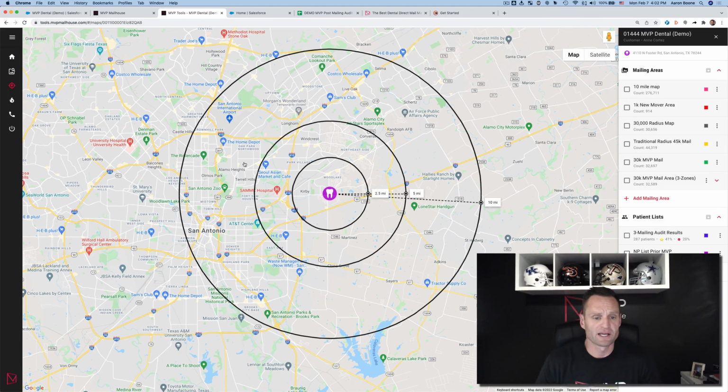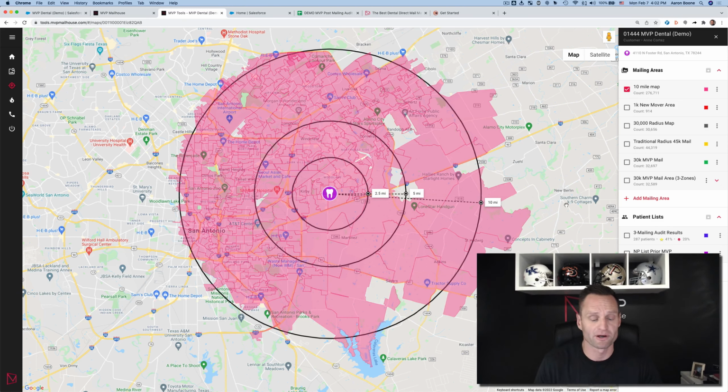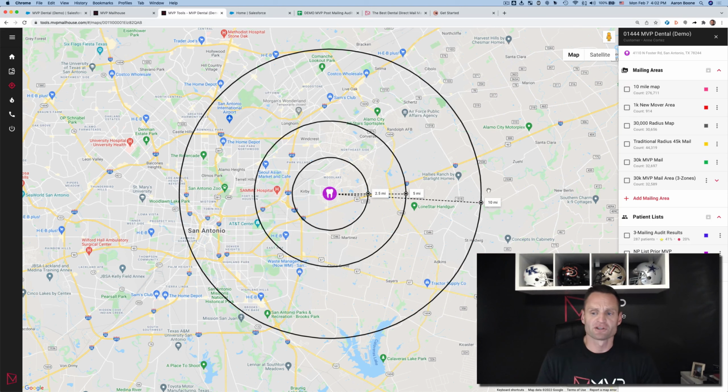When a typical office comes in and says, hey, I want to do direct mail, here's where they start. Let's look at how many homes are around. Well, in the software that I built, if you were to look at 10 miles around this practice, there are actually 276,000 homes. There's no way you're going to be able to afford that many cards. So some people say, what if I shrink it down to just 5 miles? Okay, even shrinking it down, you're still dealing with maybe 100,000 or 50,000 homes.